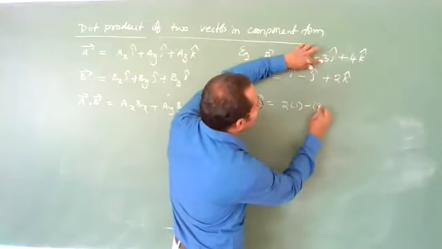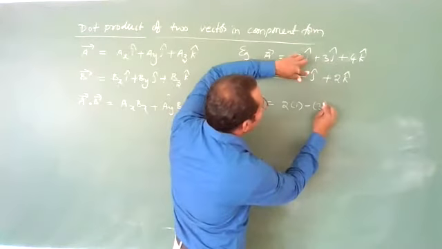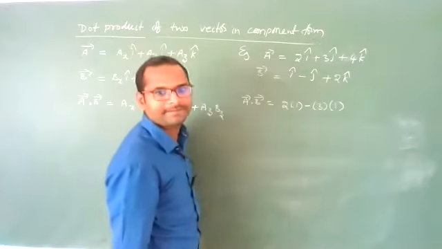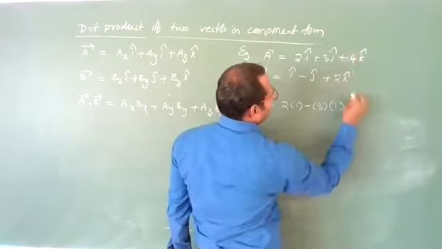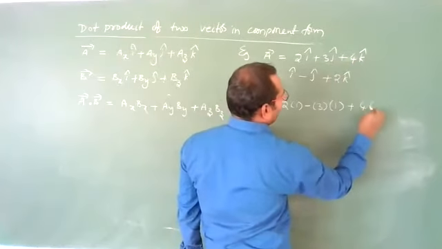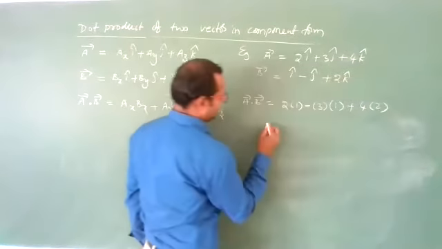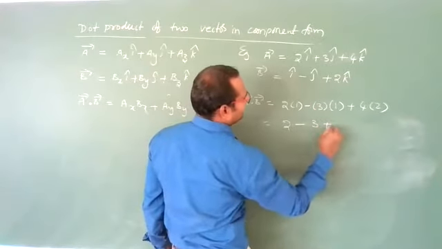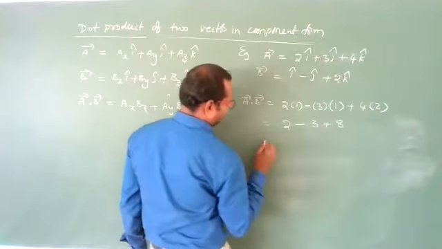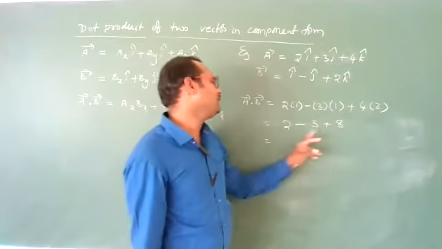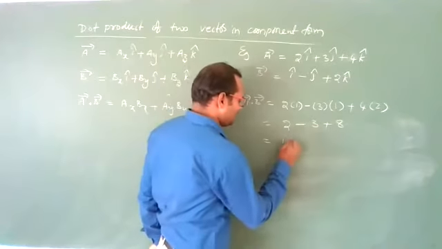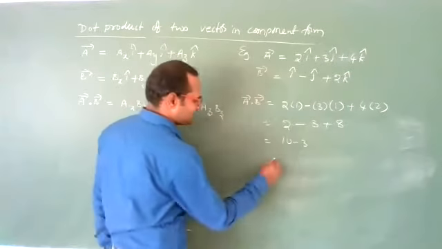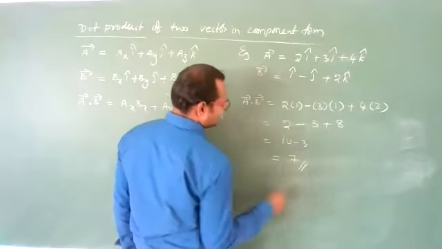The J coefficient is 3 in one vector and 1 in the other. Next, plus into plus, plus 4 into 2. You will get 2 ones are 2, minus 3 ones are 3, plus 4 twos are 8. So 2 plus 8 is 10, minus 3 is 7.